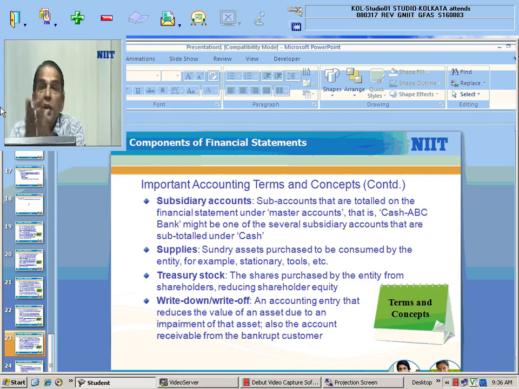So in NHPC Limited's balance sheet, those shares which have been bought back from the shareholders will appear as treasury stock. Treasury stock means shares purchased by the entity or the company from the shareholders, reducing the shareholders' equity. When the company buys back shares from the shareholders, equity will naturally get reduced by the amount of treasury stock. So this is the concept of treasury stock.